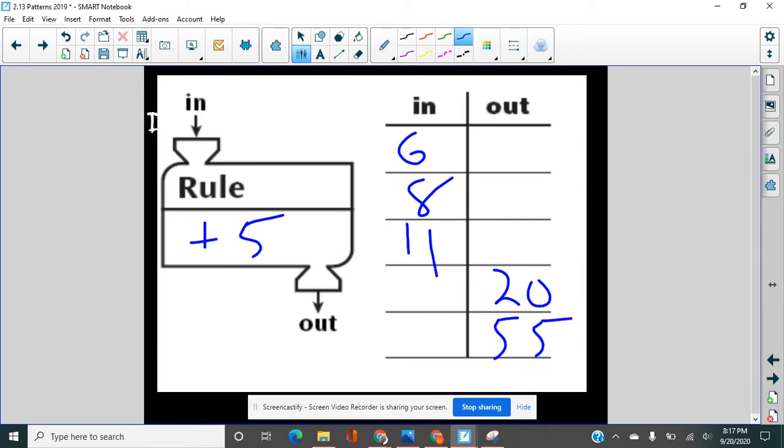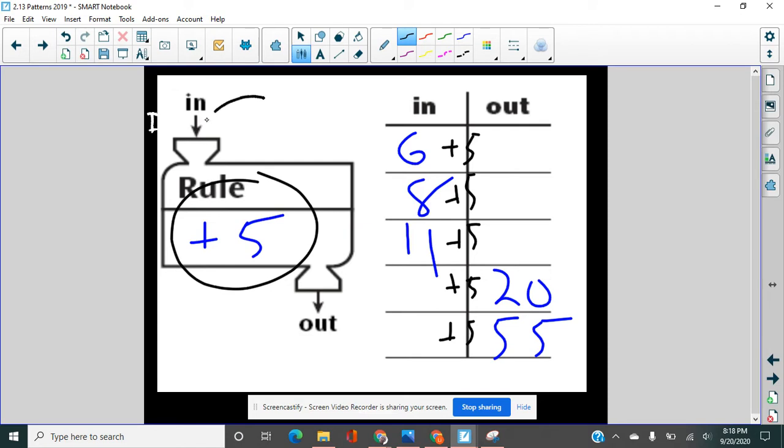So what I'd like you to think about is that the rule is always going to go right here on the line. So +5, +5, +5, +5, +5. See how this is going to work? Because whatever the rule is, when a number goes in the machine, then something happens to it and then it comes out.